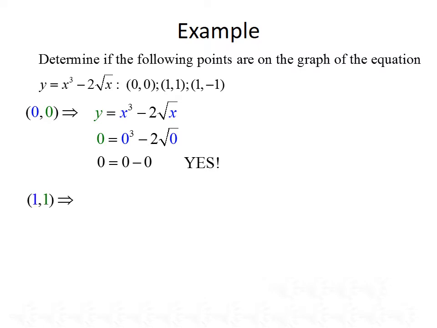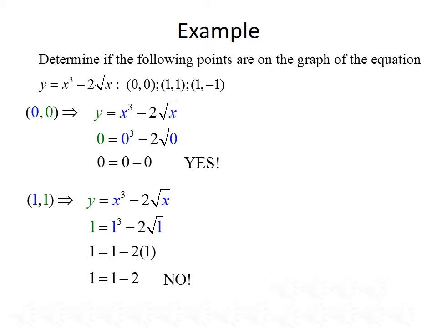Now let's look at the point (1, 1). Our x-coordinate is 1 and our y-coordinate is 1, so we'll plug 1 in for x and 1 in for y, giving us 1 equals 1 cubed minus 2 times the square root of 1. If we simplify that, we get 1 minus 2 times 1, and so 1 equals 1 minus 2, but 1 minus 2 is negative 1, so this is not true. 1 does not equal negative 1, so this point is not on the graph of the equation.